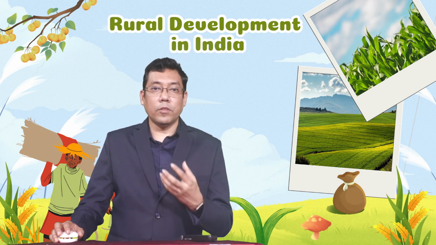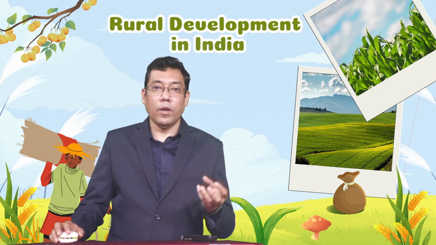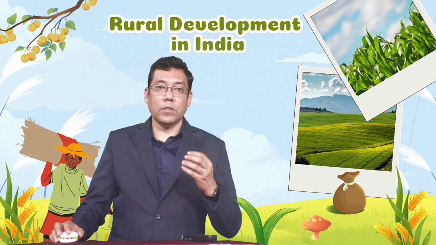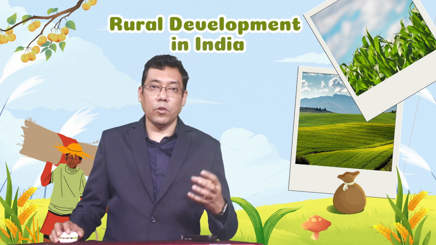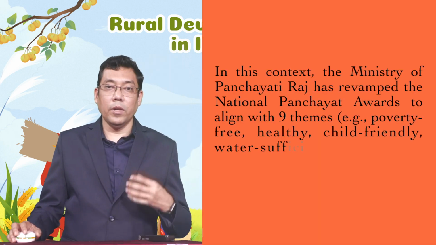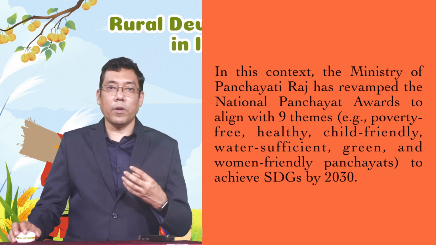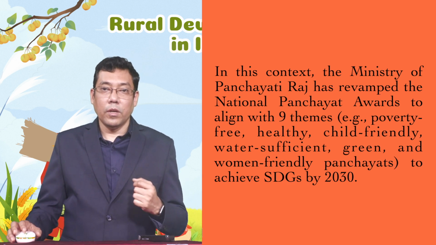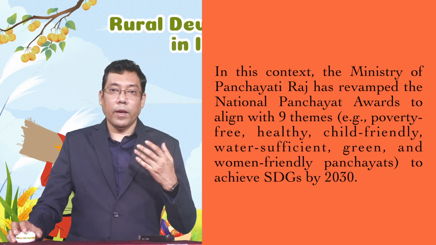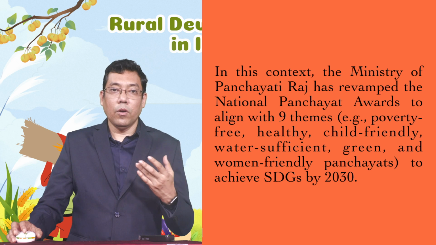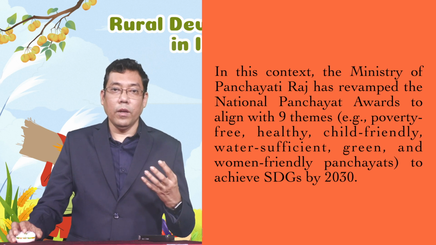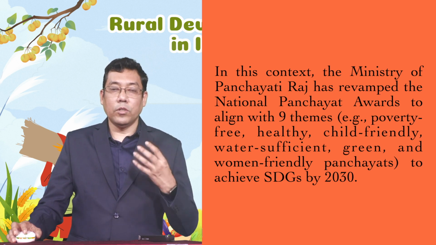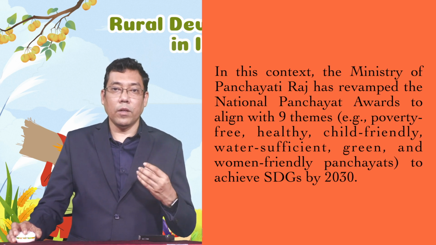Further, the government has made an effort to align the PRIs with Sustainable Development Goals, or SDGs, in terms of localization of SDGs. In this context, the Ministry of Panchayati Raj has revamped the National Panchayat Awards to align with 9 themes. Example: poverty-free, healthy, child-friendly, water-sufficient, green, and women-friendly panchayats to achieve SDGs by 2030.